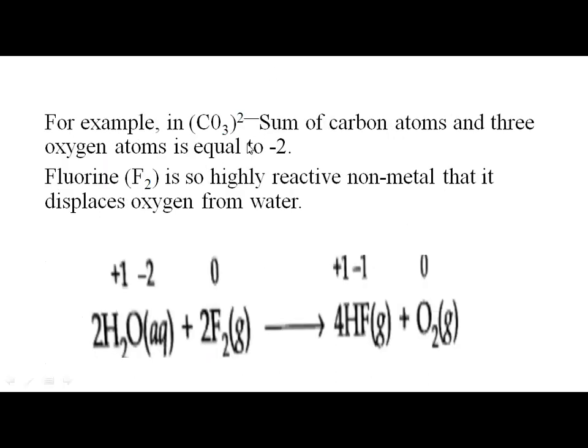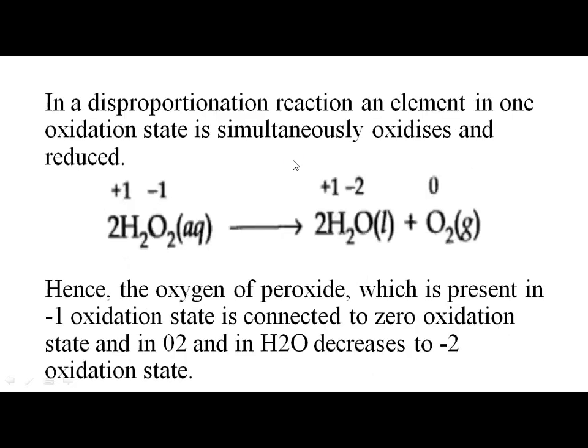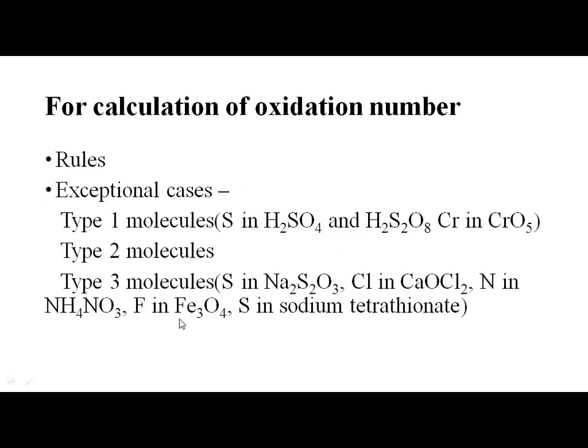So you can see here in a carbonate, CO3 2-, the sum of the carbon atom and 3 oxygen atoms should be equal to -2. That means in case of a neutral molecule, the sum of the oxidation states of all the atoms should be equal to 0. If it is an anion, it should be equal to the charge carried by the ion. If it is a cation, it should be equal to the charge carried by that cation. In a disproportionation reaction, an element in one oxidation state is simultaneously oxidized and reduced. We'll come to this reaction.